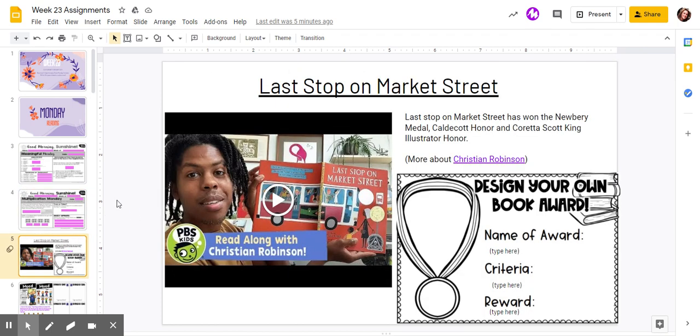Okay, now for one of my favorite books of all time, Last Stop on Market Street. So this book has won 3 awards so far: the Newbery Medal, the Caldecott Honor, and the Coretta Scott King Illustrator Honor. And the person reading to you today is Christian Robinson, the illustrator of the book. If you want to learn more about him, you can click on his name here and it'll take you to a website with some images that he has created and some information about him.